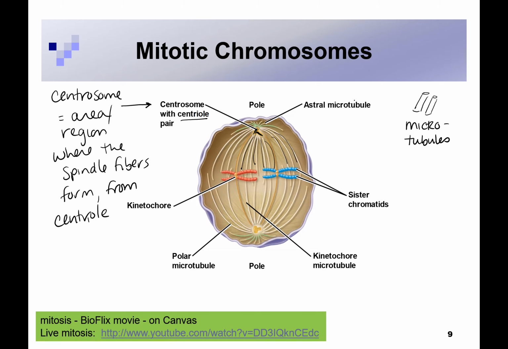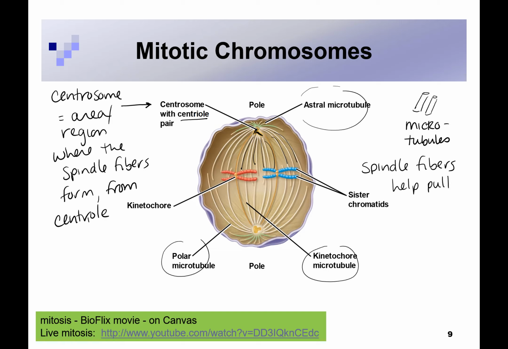So there's lots of different types. There's astral, there's polar, there's kinetochore. You don't need to worry about the different types. You just need to know that spindle fibers help pull chromatids apart.